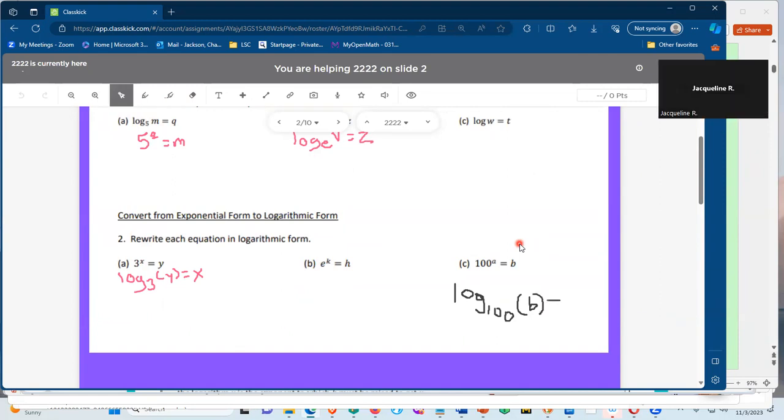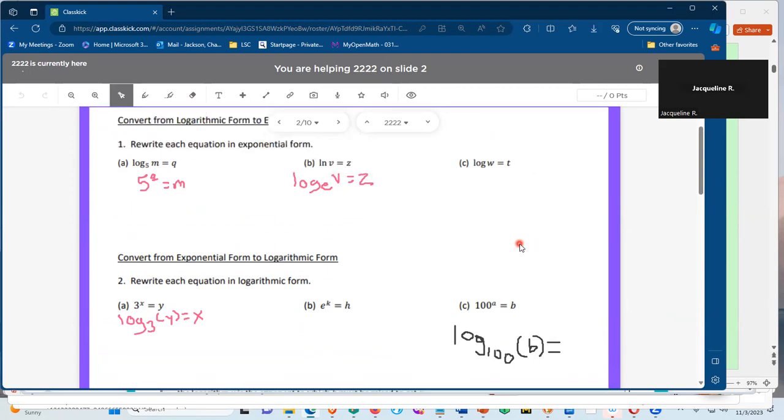Sir, is B correct? Well, that is the same thing as the question. Okay, so what you've given is the logarithmic form. So now you'll convert it to the exponential form. Yep.